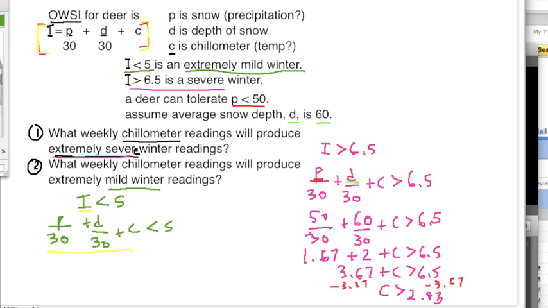Well, we have our P again right there, that's equal to 50. And we have our D right there, which is 60. And we can solve this for C just like we did the last one. Okay, that's it.